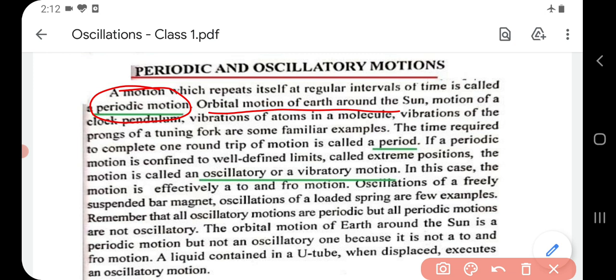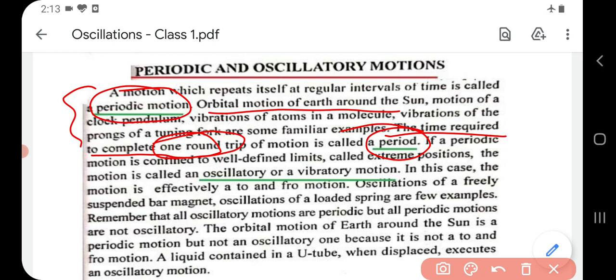Okay, so here you get a definition. What is periodic motion? Give examples. Okay, first question. Then what is meant by period? Then the time period, or the time required to complete one round trip of motion, is called a period. Another definition.